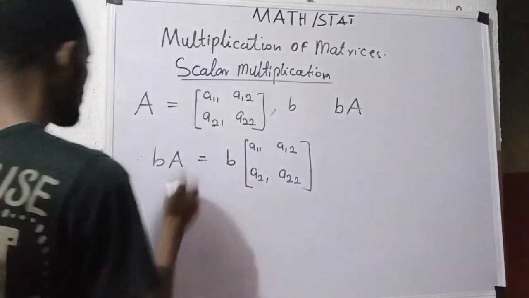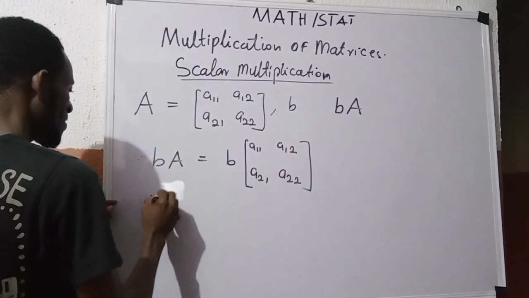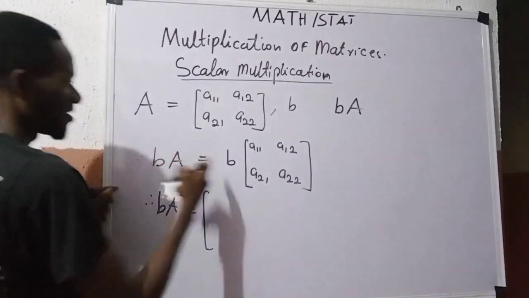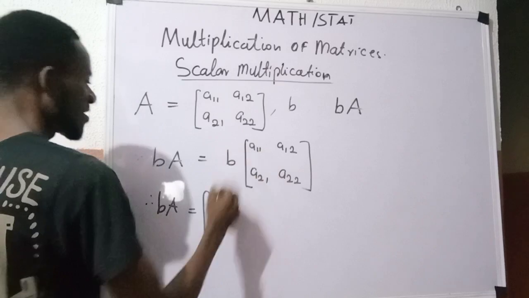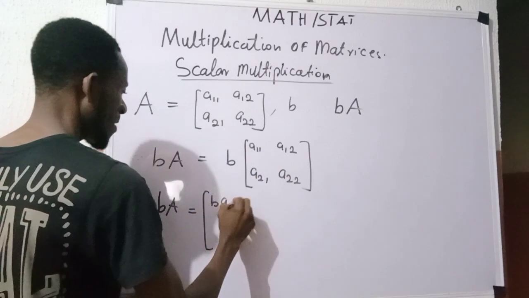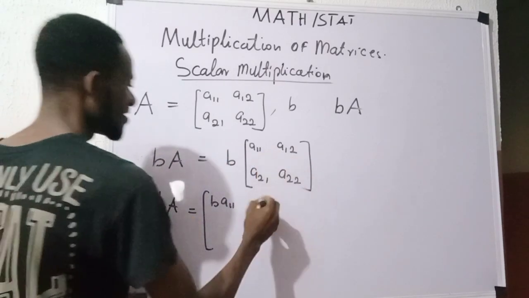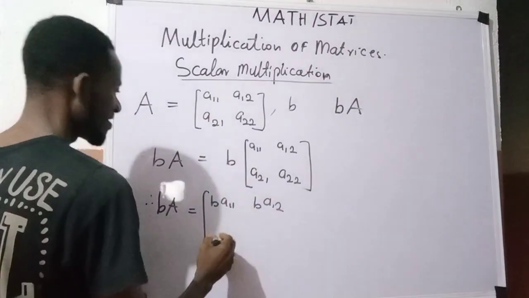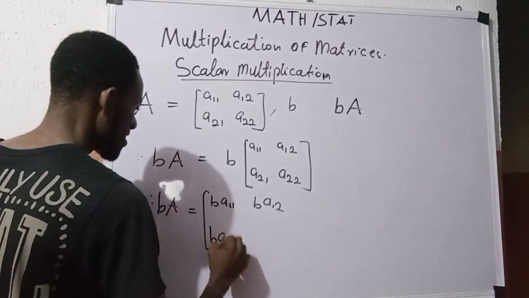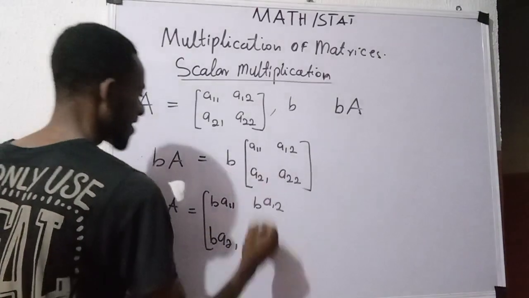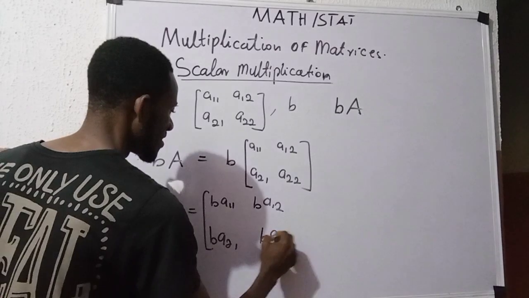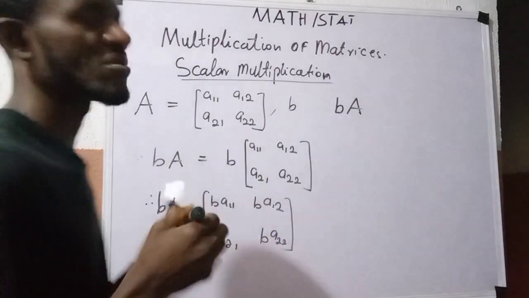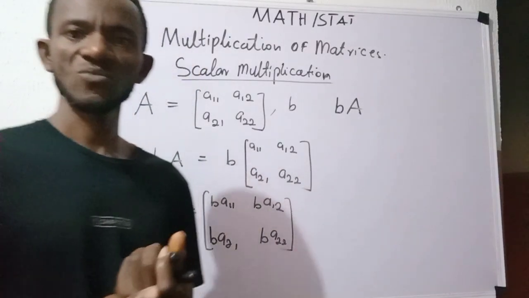By implication, my BA now equals, I open a bracket: this B multiplied by A11, I have BA11. This B multiplied by this, I have BA12. This B multiplied by this, I have BA21. And this B multiplied by this, I have BA22. Close up the brackets. This is what we mean by scalar multiplication of a matrix.